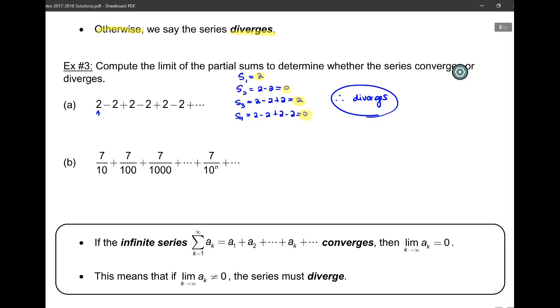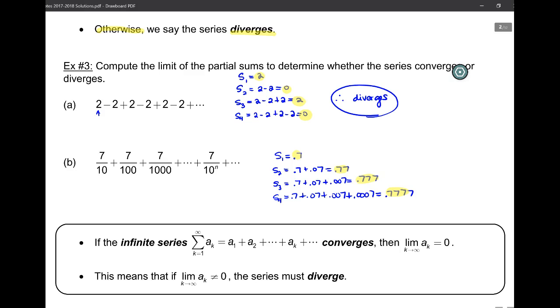Okay, let's take a look at the next one. So s sub 1, now we have it written as 7/10, so I'm actually just going to write it like that. S sub 2 is going to be 0.7 plus 0.07, which is 0.77. S sub 3 is going to be 0.7 plus 0.07 plus 0.007, which is 0.777. S sub 4 is going to be 0.7 plus 0.07 plus 0.007 plus 0.0007. And so what do you notice about these? So we end up with a value where it's 0.7 basically repeating.